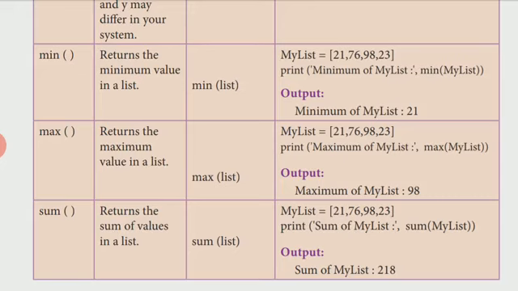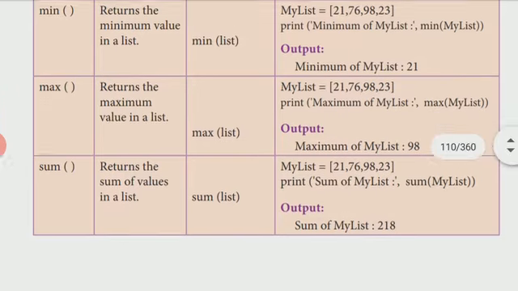The next function is max. This function will return the maximum value, max of my list. This is also used with a list. So max of the list, whichever is the maximum value, that value will be printed. The next function is sum. It will return the sum of the list. However many values we are using in the list, it will add all the numbers together and show the output. That is, the sum of that list is called sum.